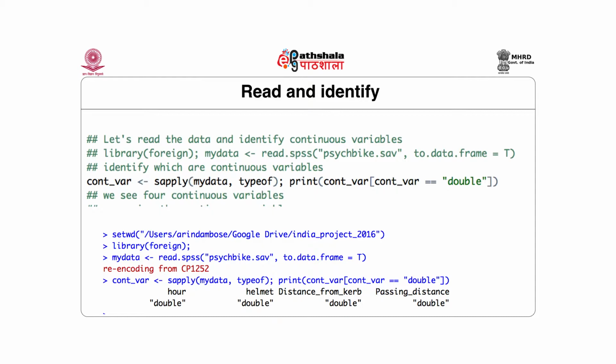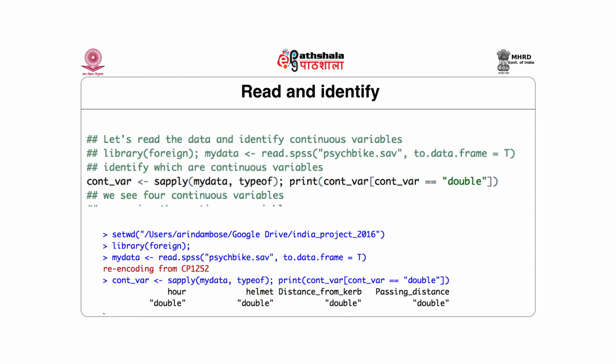So accordingly, we set our working directory, we called the library foreign, we read the data, and then we ran the continuous underscore variable, and then we ran our typeof throughout the data set, and it gave us that there were like 4 variables that were returned as continuous variable. The first one was hour, which was kind of the time component that was present.